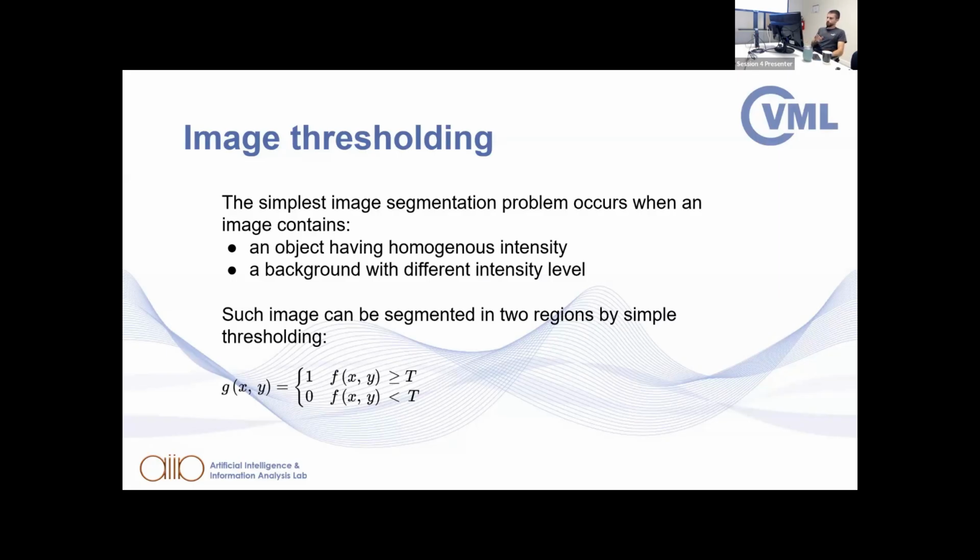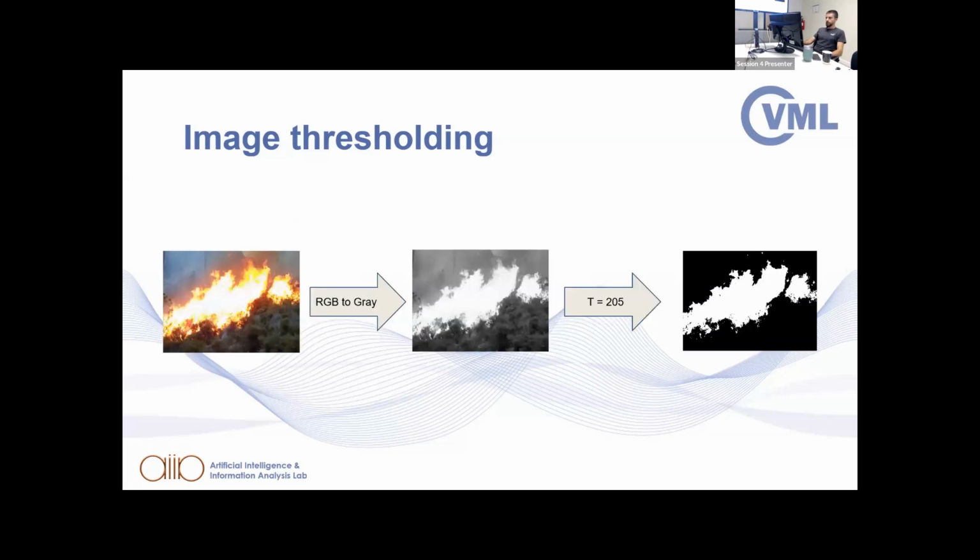The concept is straightforward. We define a threshold. The pixels of intensity that are above that threshold can be detected as fire. Here we see an example. We transform the image to grayscale. Then using a threshold of 205, we can extract the fire segment very accurately.